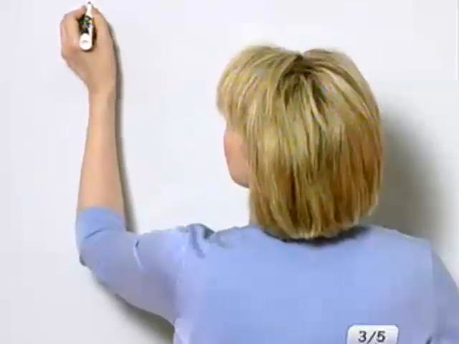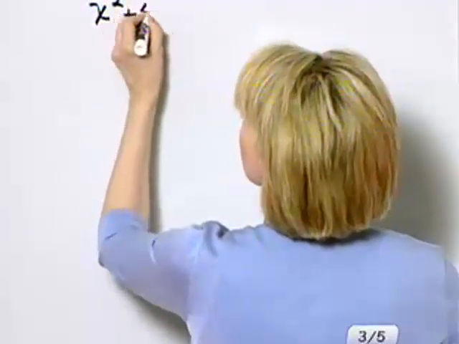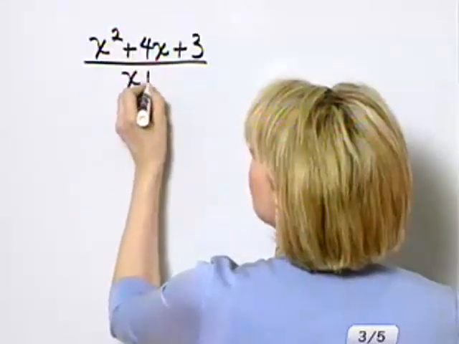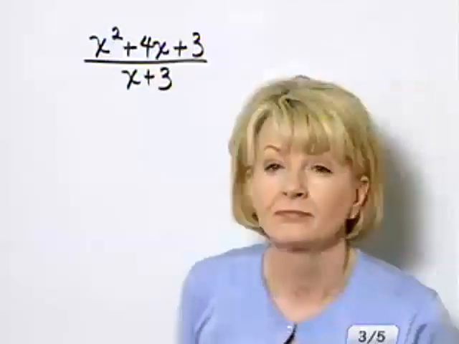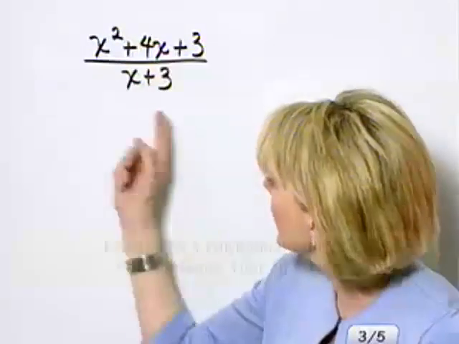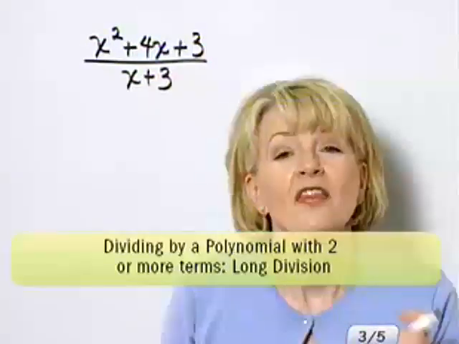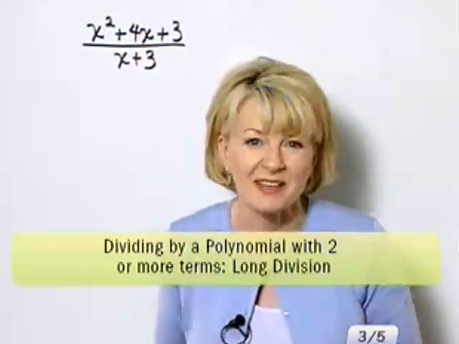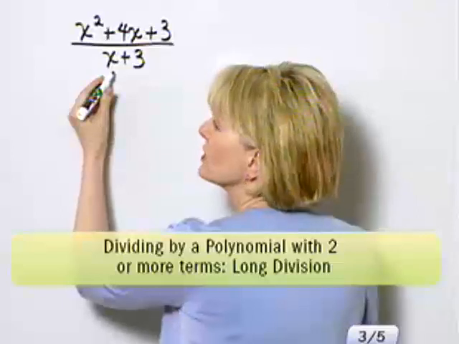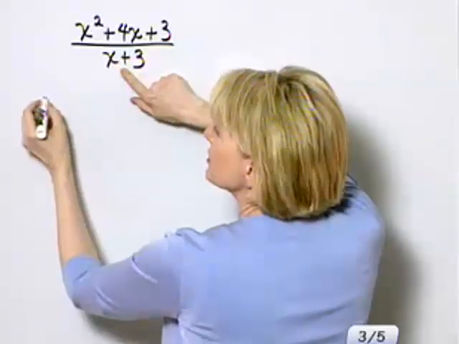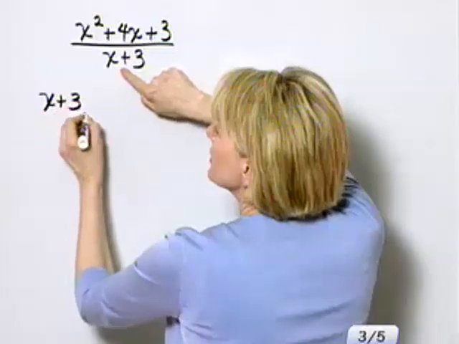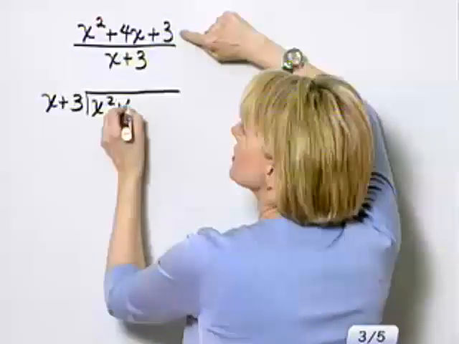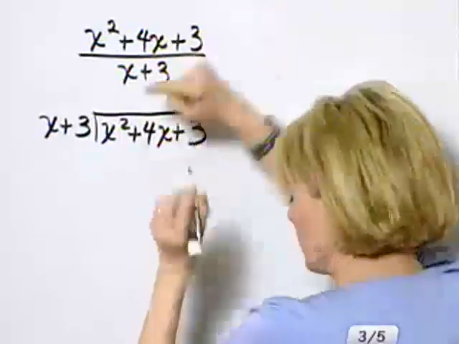Let's look at x squared plus 4x plus 3, a trinomial divided by a binomial. Notice once again, this is a trinomial divided by a binomial. That means we will long divide. I'm no longer dividing by one term or a monomial. So let's practice this by long division. This is the divisor, so it's x plus 3 into, this is the dividend, x squared plus 4x plus 3.